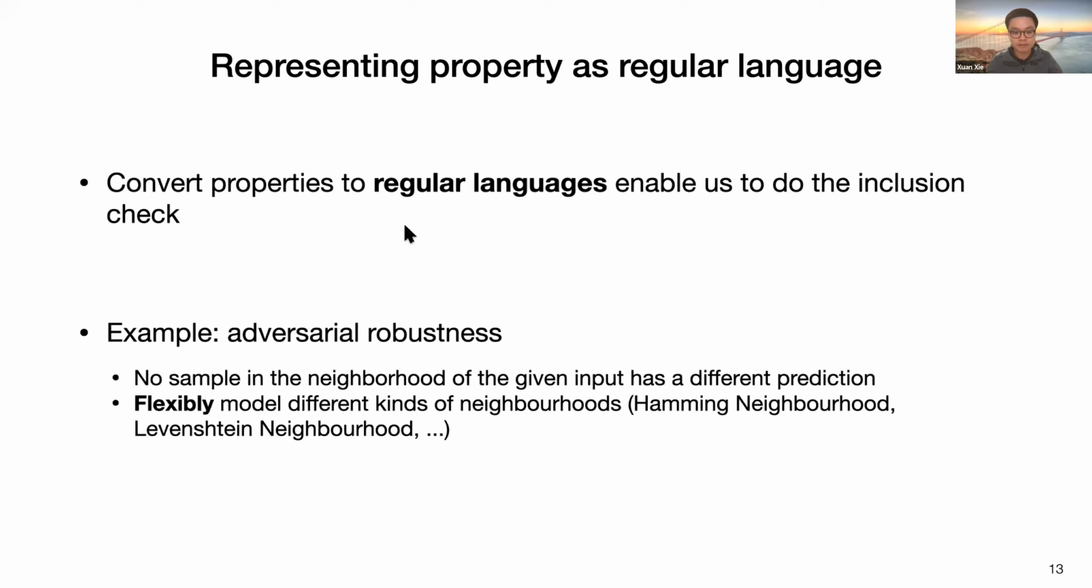Recall that adversarial robustness means that no samples in the neighborhood of the given input has a different prediction. And it requires a concept of neighborhood. Typically, the adversarial robustness verification approach only supports one kind of neighborhood. However, in our approach, we can flexibly model various kinds of neighborhood, like Hamming neighborhood or Levenshtein neighborhood. And these neighborhoods can all be modeled into the regular language and then be symbolically checked by our approach.